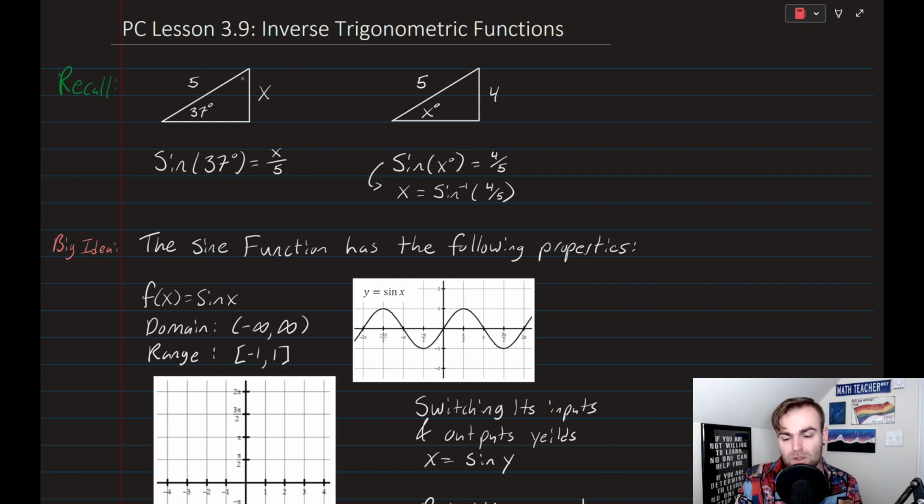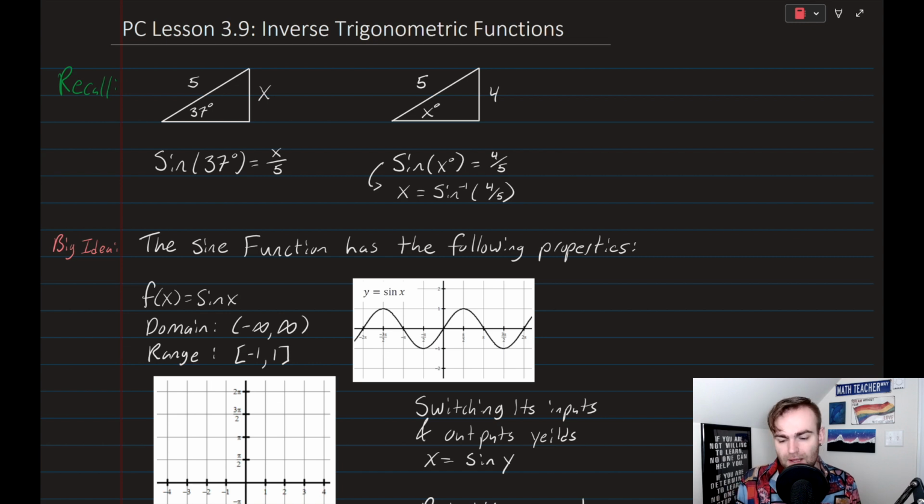So when we did that, we would set up an equation like this: sine of 37 degrees is equal to x over 5 for this triangle. And then for this triangle, we would set up sine of x degrees is equal to 4/5, and then we would take the inverse sine to find out what the x is. So what do those properties have? Are those functions? How can we define those as functions?